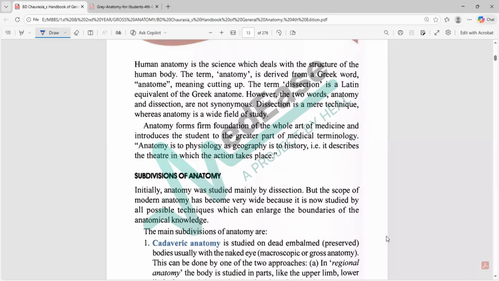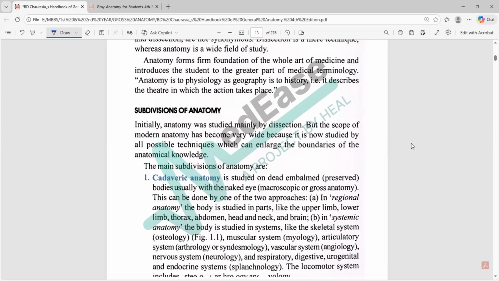So let's start. What does the term anatomy mean? Whenever we talk about the term anatomy, we need to remember it mainly means cutting up. It is derived from the Greek word anatome, meaning cutting up. Next, anatomy was mainly studied by dissection.